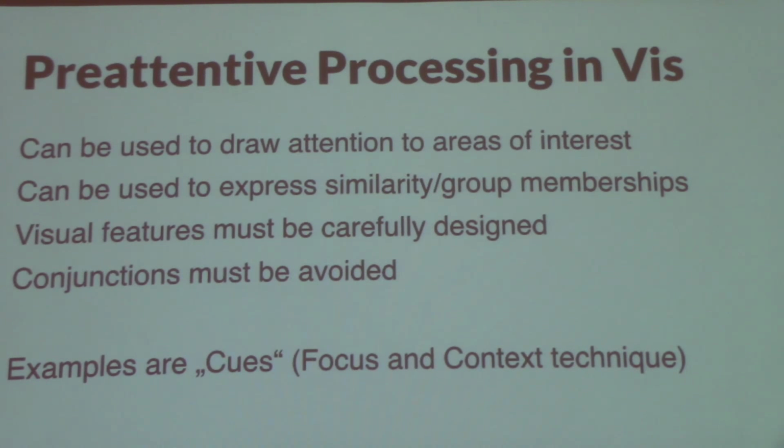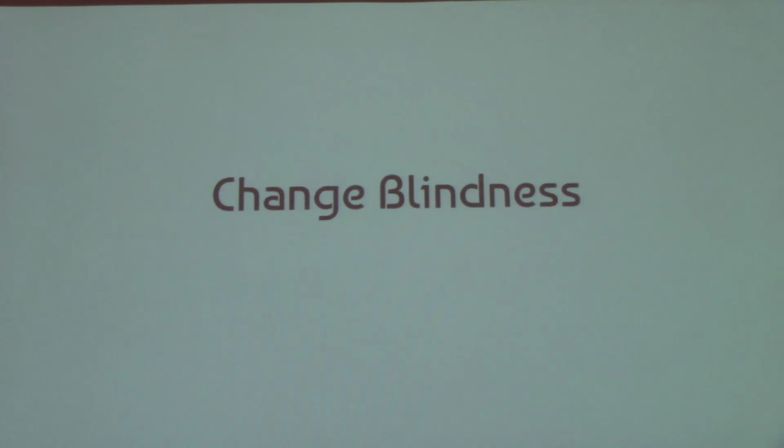It can also be used to express the similarity between two items or group memberships, but you must carefully design those visual features. As you've seen, you can't really do this with conjunction, so you only have a very limited vocabulary here. So you have to carefully choose which features you want to use preattentively. On the opposite, you shouldn't use preattentive visual attributes for things that you don't want to stick out immediately. We will talk more about focus and context techniques and visual encoding next week.